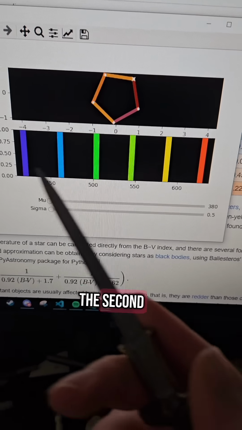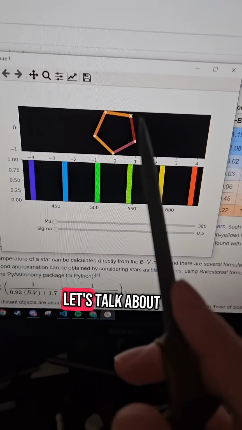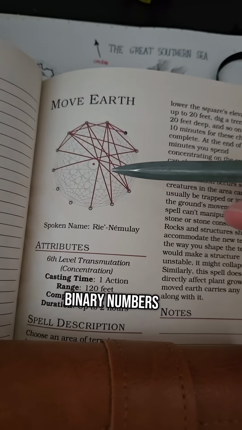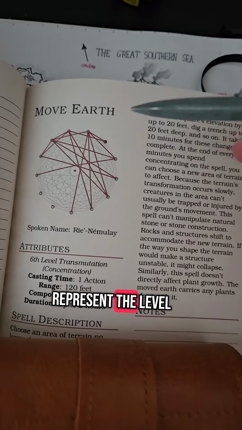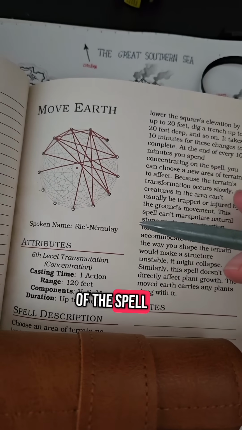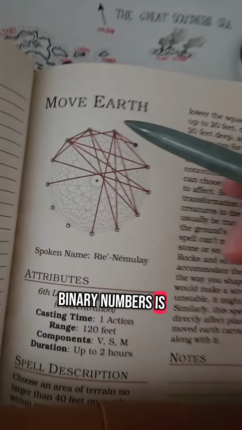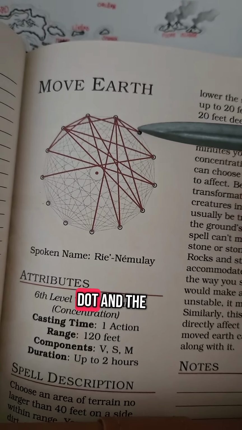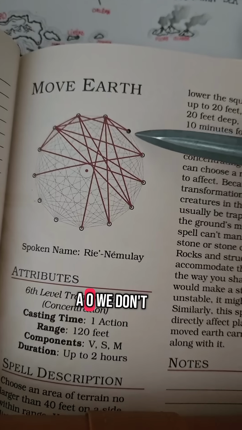And I'm going to tell you all in a second what all of this means, but for now let's talk about the original. So in this system, spells are represented by 6 binary numbers, where those numbers represent the level, school, damage type, area of effect, range, and duration of the spell. And the way we write these binary numbers is for the level, we go around and if there's a 1, we draw a line between a dot and the dot next to it. And if there's a 0, we don't.